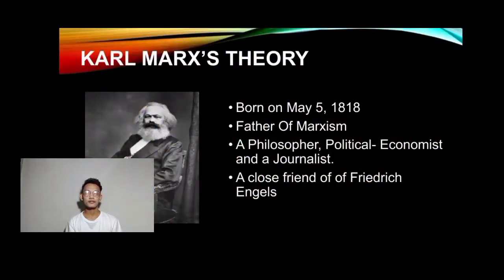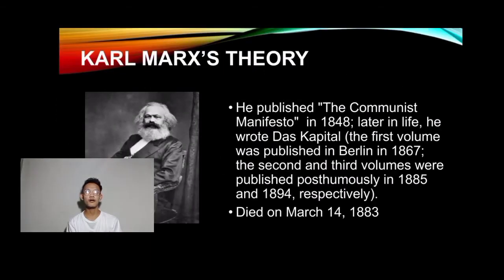Who is Karl Marx? Karl Marx was born on May 5, 1818. He is also known as the father of Marxism. He is also a philosopher, political economist, and a journalist. He is also a close friend of Friedrich Engels. He published the Communist Manifesto in 1848.